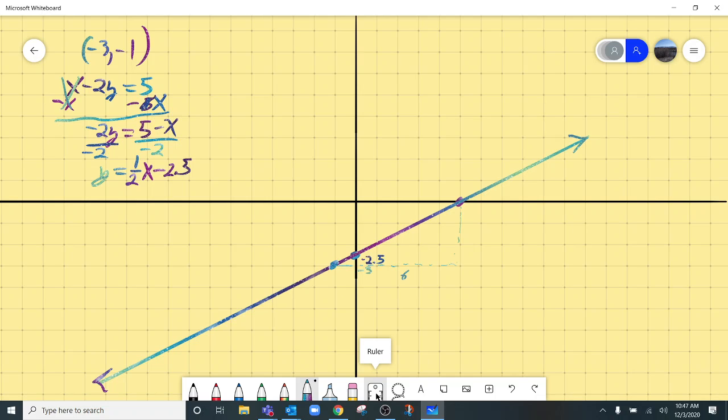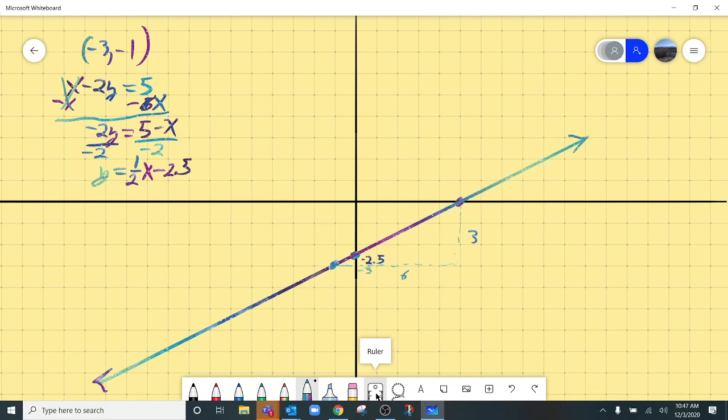That's a distance of 6. And then I go up 1, 2, 3. Okay, we have a rise of 3. And so my slope would be 3 over 6, which reduces to 1/2. We want, though, a parallel line to this. So we need a slope that is also 1/2, but it also has to pass through the point -3, -1.